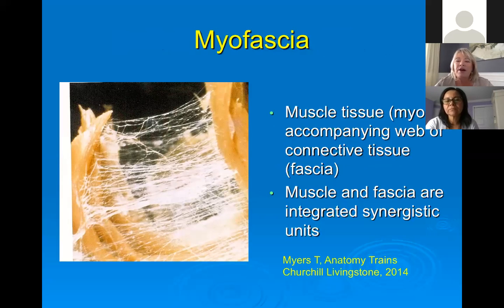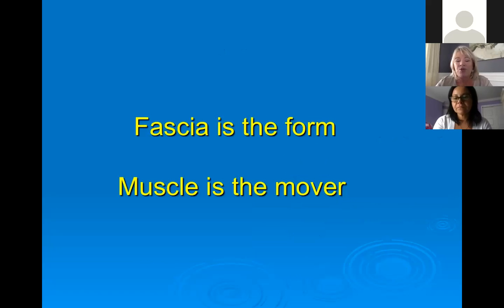The question I have often been asked is, if fascia is around the muscle, how can you differentiate muscle from fascia? Well, in one word, you can't. There's muscle tissue. What you see in the picture on the left is fibers of muscle, and that web-like stuff in between is the fascia, okay? The fascia accompanies the muscle tissue. They are integrated, synergistic units.